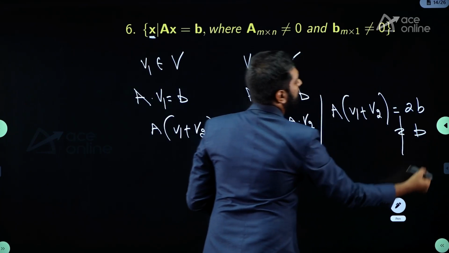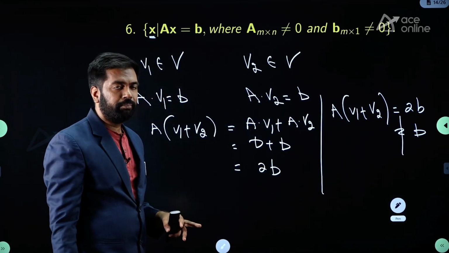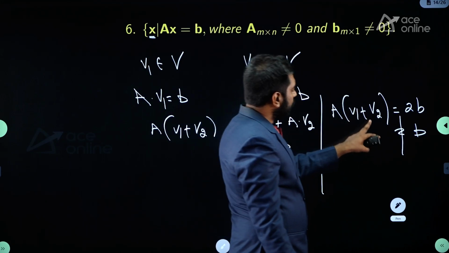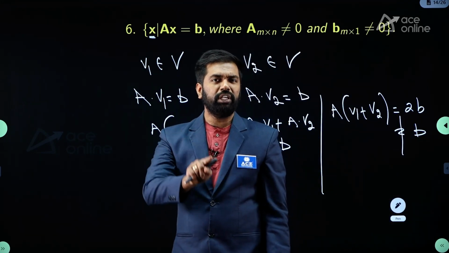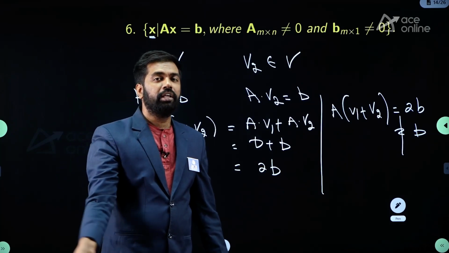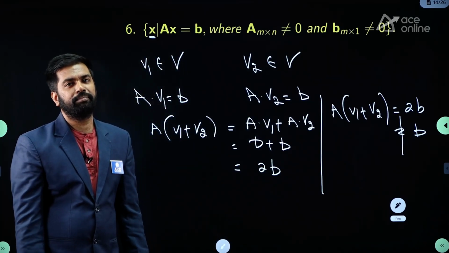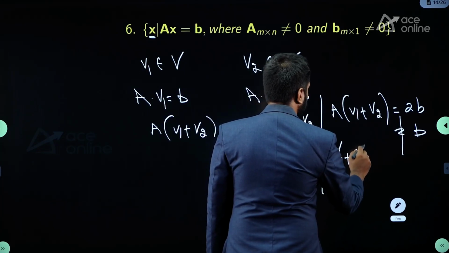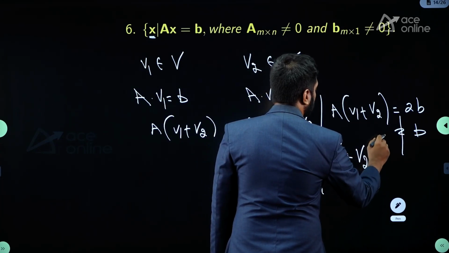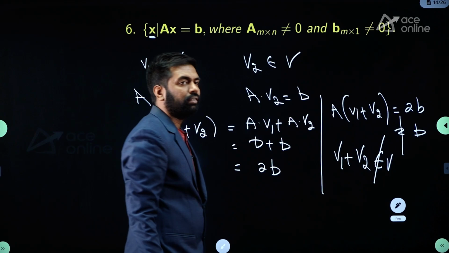So finally what we have is A into V1 plus V2 giving us 2B, which is not equal to B. How much were we expecting? A into V1 plus V2, we wanted that to be B, but the answer is 2B, meaning V1 plus V2, which is a new vector, is not a solution. So in simple words, V1 plus V2 does not belong to the given set. That's it.